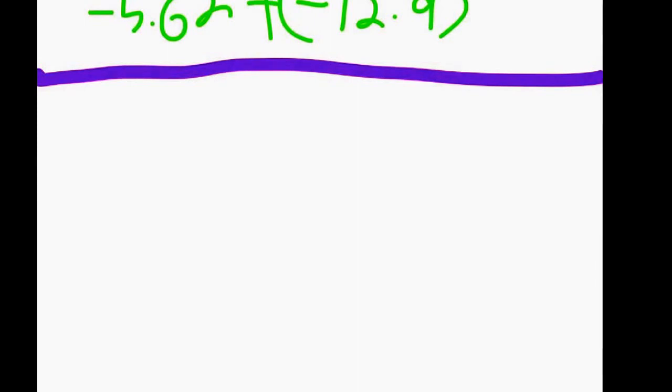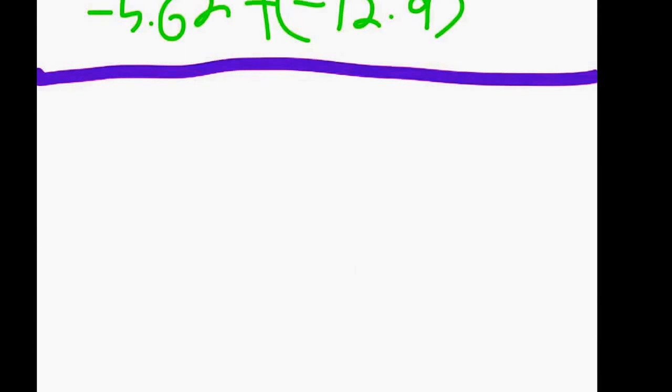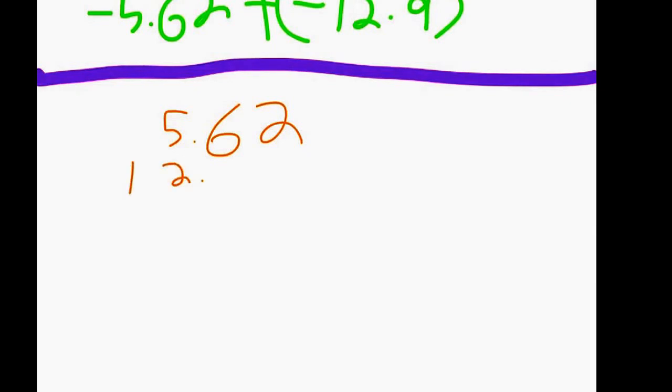Okay, so how to solve the problem on this problem of the day is -5.62 plus -12.9. I have it written like that so I don't get confused. So I have to write it vertically first, so it's going to be 5.62 and 12.9, and use a zero as the holding place.